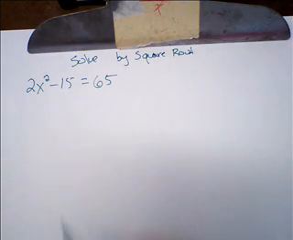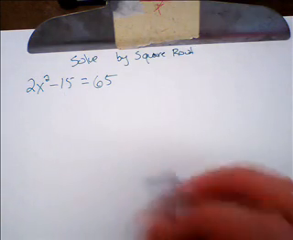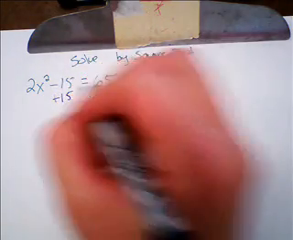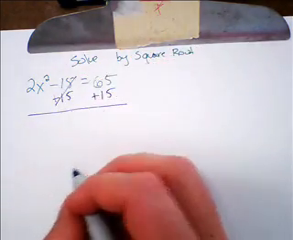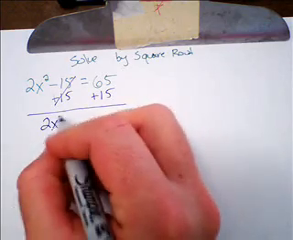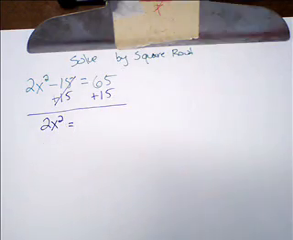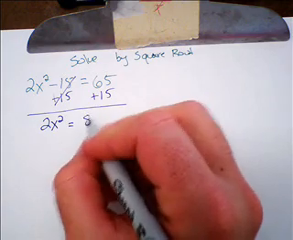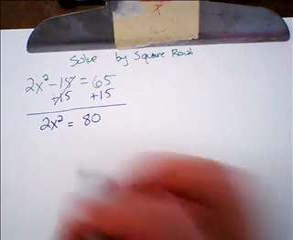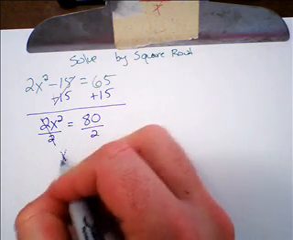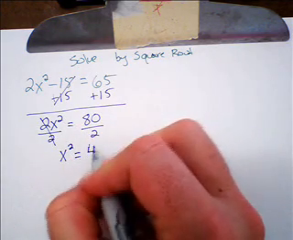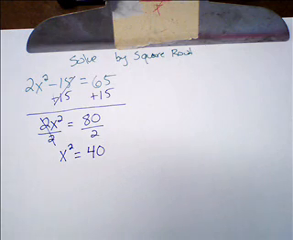Okay, so if you just had 2x minus 15 equals 65, add 15 to both sides, and you get 2x squared equals, and then 65 plus 15 is 80. Divide 2 to both sides. So x squared is equal to 40. And this is where the new stuff comes in.